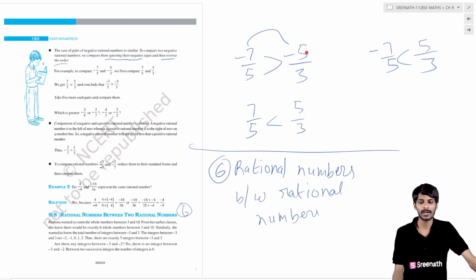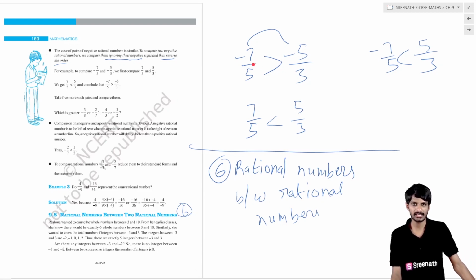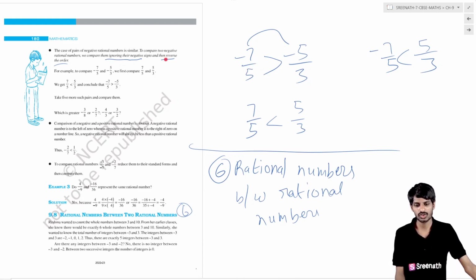If you want to compare two negative numbers, first treat them as positive numbers and find which is greater and which is less. After that, reverse the order. Then you will get which negative number is greater. And how do we compare a negative rational number and a positive rational number? Basically, a positive rational number is always greater than a negative rational number.